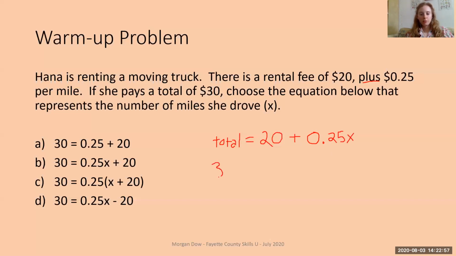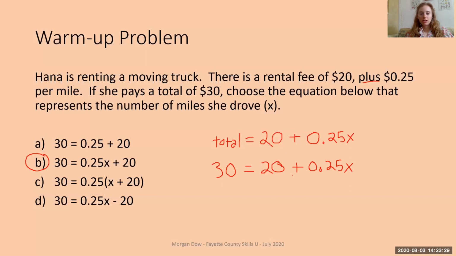So we've got her total payment of $30, which is equal to that rental fee that she has to pay, and that mileage fee that she has to pay based on the number of miles she drove. So I've got an equation here. Now looking at my answer choices, this doesn't exactly match any of the answer choices. However, it is actually the same thing as answer choice B.